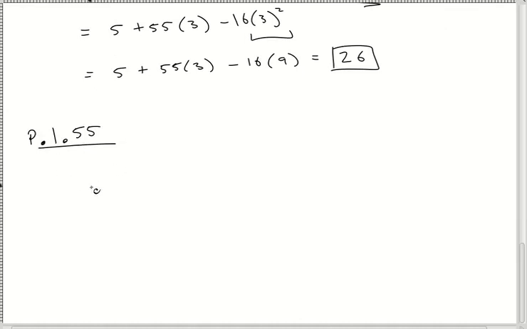P155. Again, this could be number 3 on your homework. It could be number 7. I can't really remember, but that's not the point. Look for that identifier, or you'll just see this problem and know exactly what's going on.